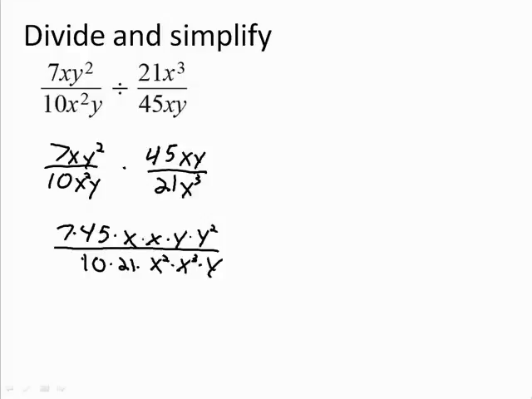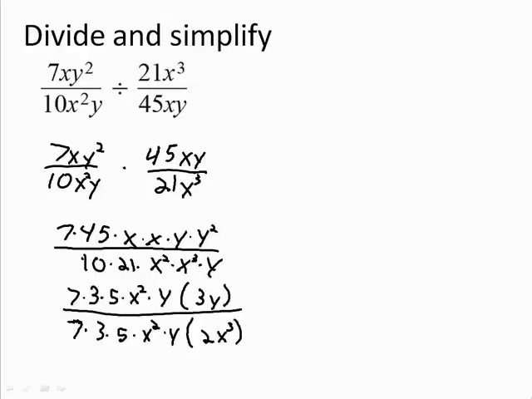7 times 45 times x times y squared divided by 10 times 21 times x squared times x cubed times y. Factor 5, 3, 7, x squared, and y out of both the numerator and denominator. 7 times 3 times 5 times x squared times y times 3y divided by 7 times 3 times 5 times x squared times y times 2x cubed.